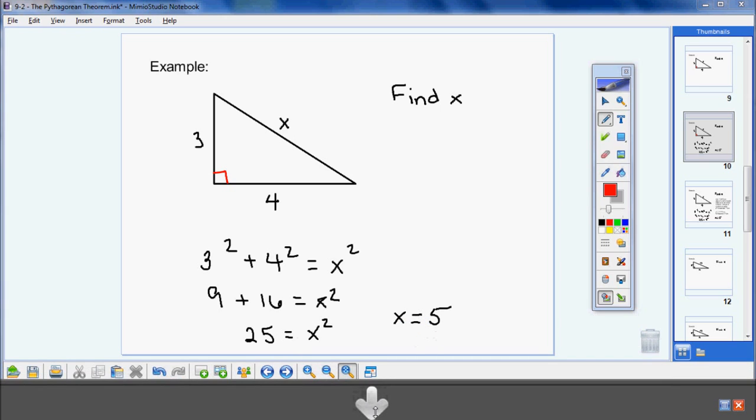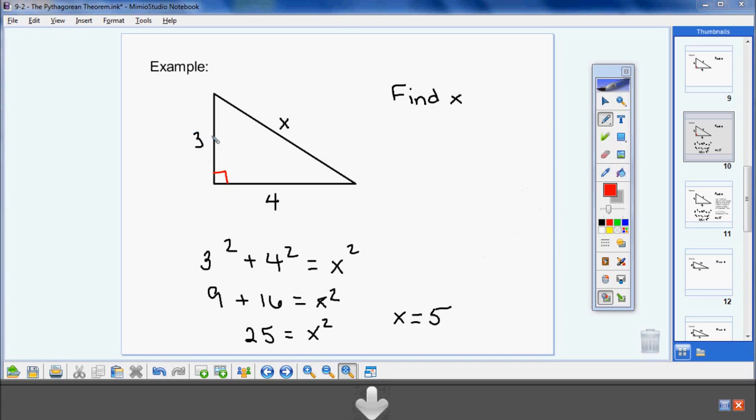Okay, so let's let that sink in just a little bit. You set it up as 3 squared plus 4 squared equals x squared. 9 plus 16 equals x squared. When you add 9 and 16, you get 25. So x equals 5. It is very convenient that it came out even, so you didn't have to worry about radical form or rounded decimal.